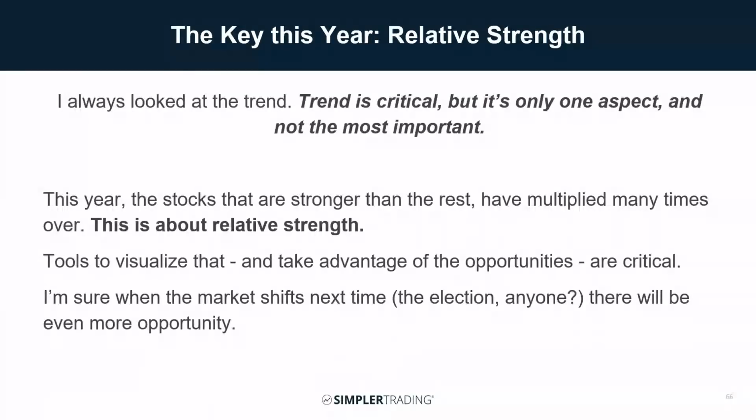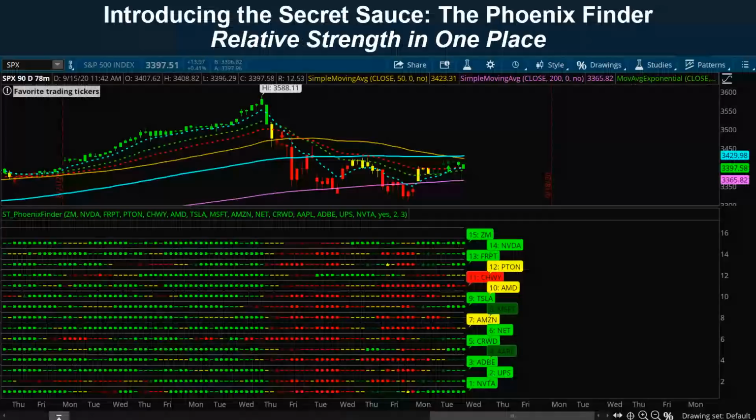I'm sure we could think of a lot of others, but the moral of the story here is you have to be able to recognize major shifts when they happen so that you can make money on them. So I want to talk about my tool, which is the Phoenix tool, okay? This is my relative strength secret sauce, okay?